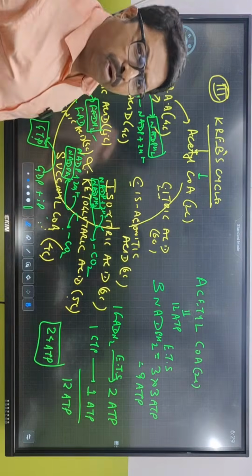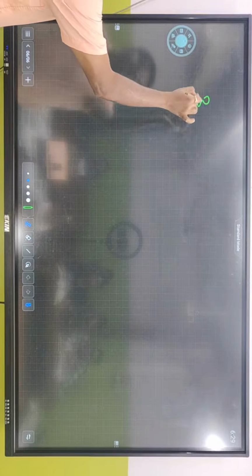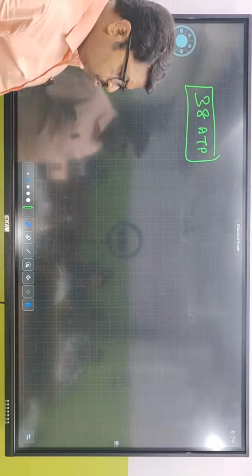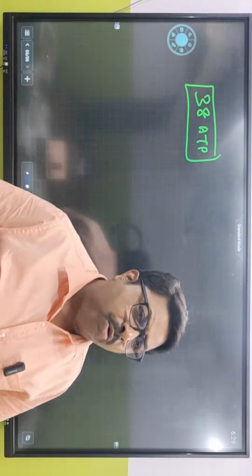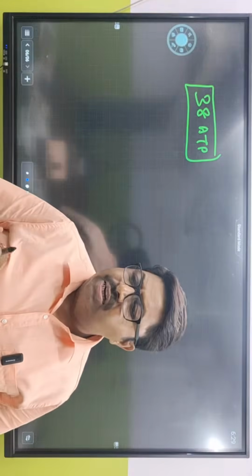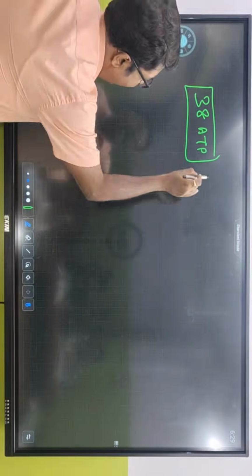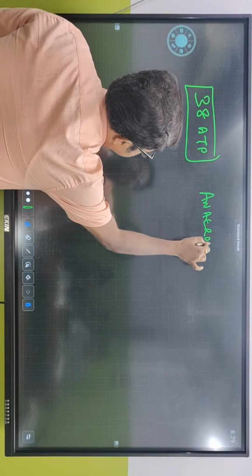Now what is most important? 24 plus 6 plus 8, how much does it come to? 38. This was the balance sheet of breaking down one molecule of glucose. What kind of respiration was that? Aerobic or anaerobic? Aerobic. So right now we are going to talk about anaerobic respiration. What will we talk about? Anaerobic respiration. So let us talk about anaerobic respiration first.